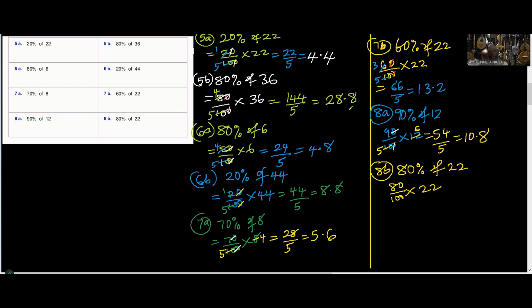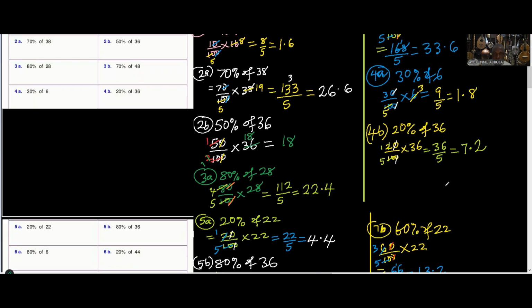So again, you can cancel them out. This cancels this. Then these are divisible by 2. This is 5 and this is 4. So I have 22 times 4, which is 88, divided by 5. How many 5s in 8? That's 1, remainder 3. So how many 5s in 38? That is 7, remainder 3, because that's 35. How many 5s in 30? That's 6.